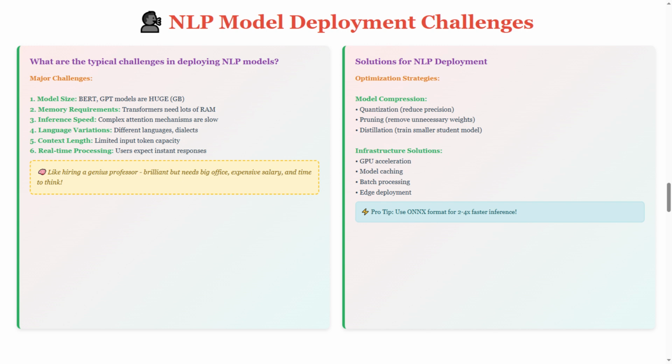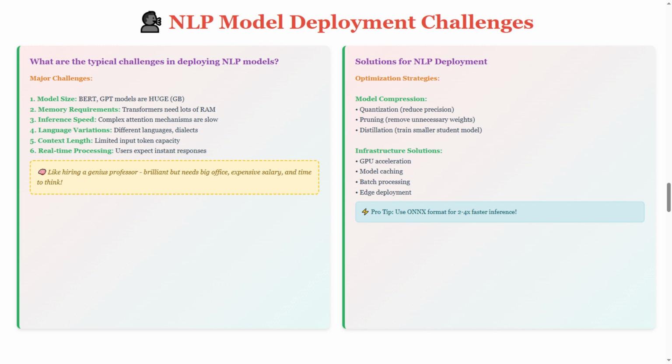First, model size. BERT and GPT models are huge, measured in gigabytes. Second, memory requirements. Transformers need lots of RAM. Third, inference speed. Complex attention mechanisms are slow. Fourth, language variations with different languages and dialects. Fifth, context length due to limited input token capacity. Sixth, real-time processing because users expect instant responses.